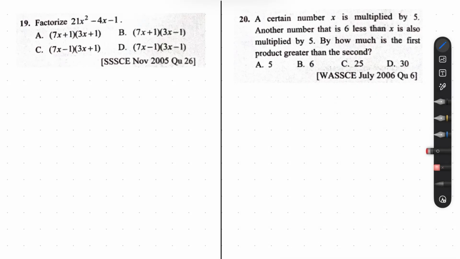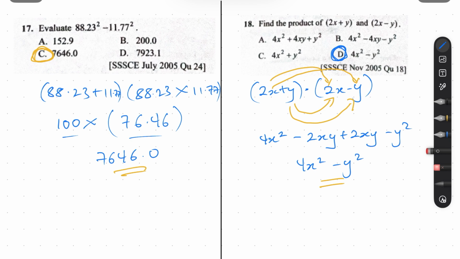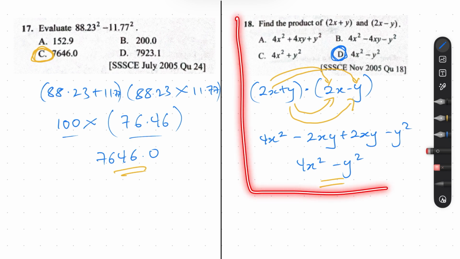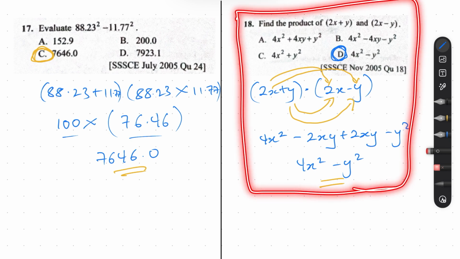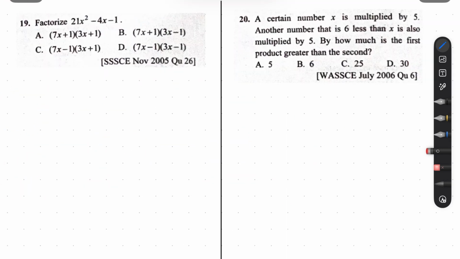In this session, we are going to solve question number 19, because in the previous session we ended on question number 18. The question says: factorize 21x squared minus 4x minus 1. We've done this several times, so by now it should be easy, right?